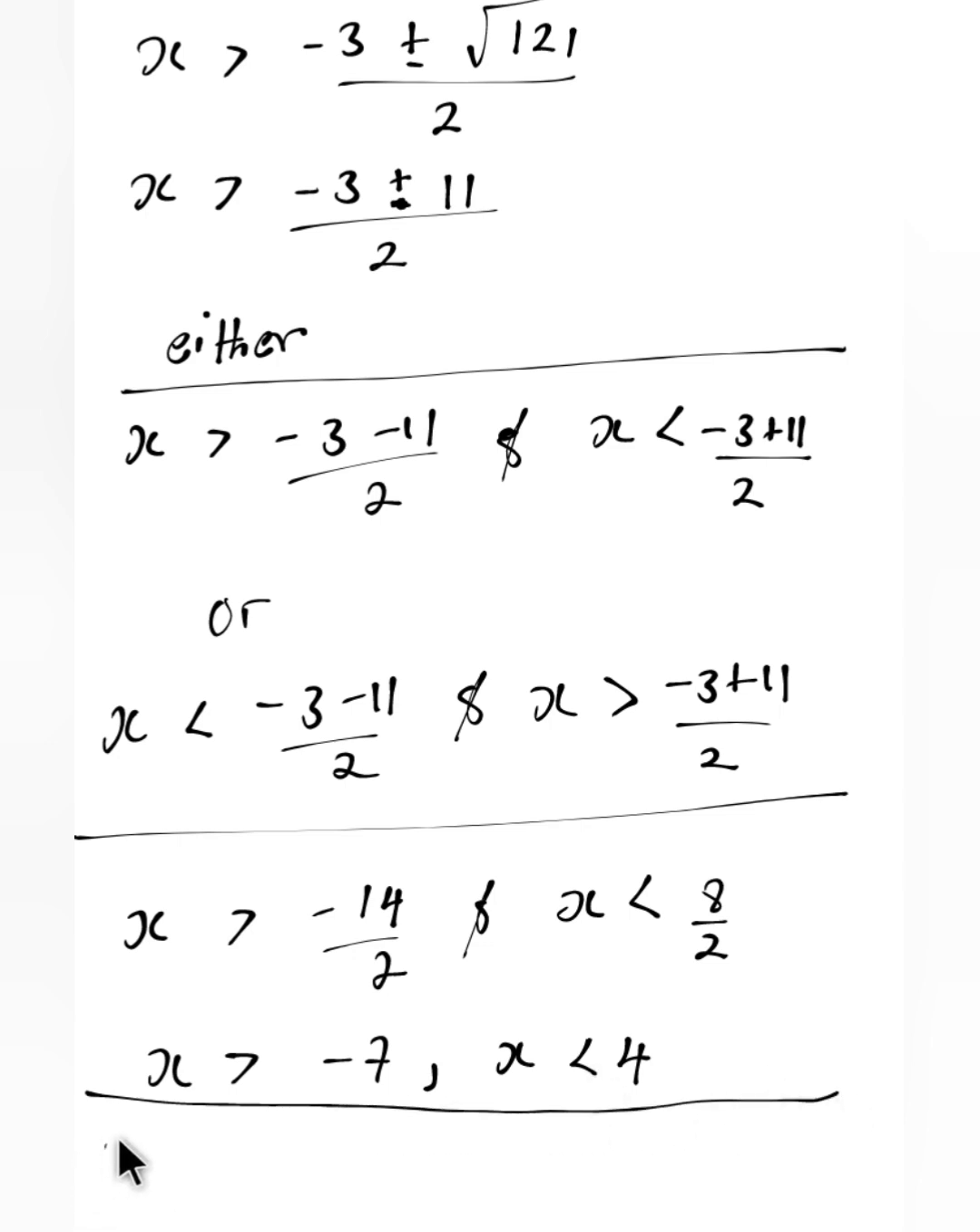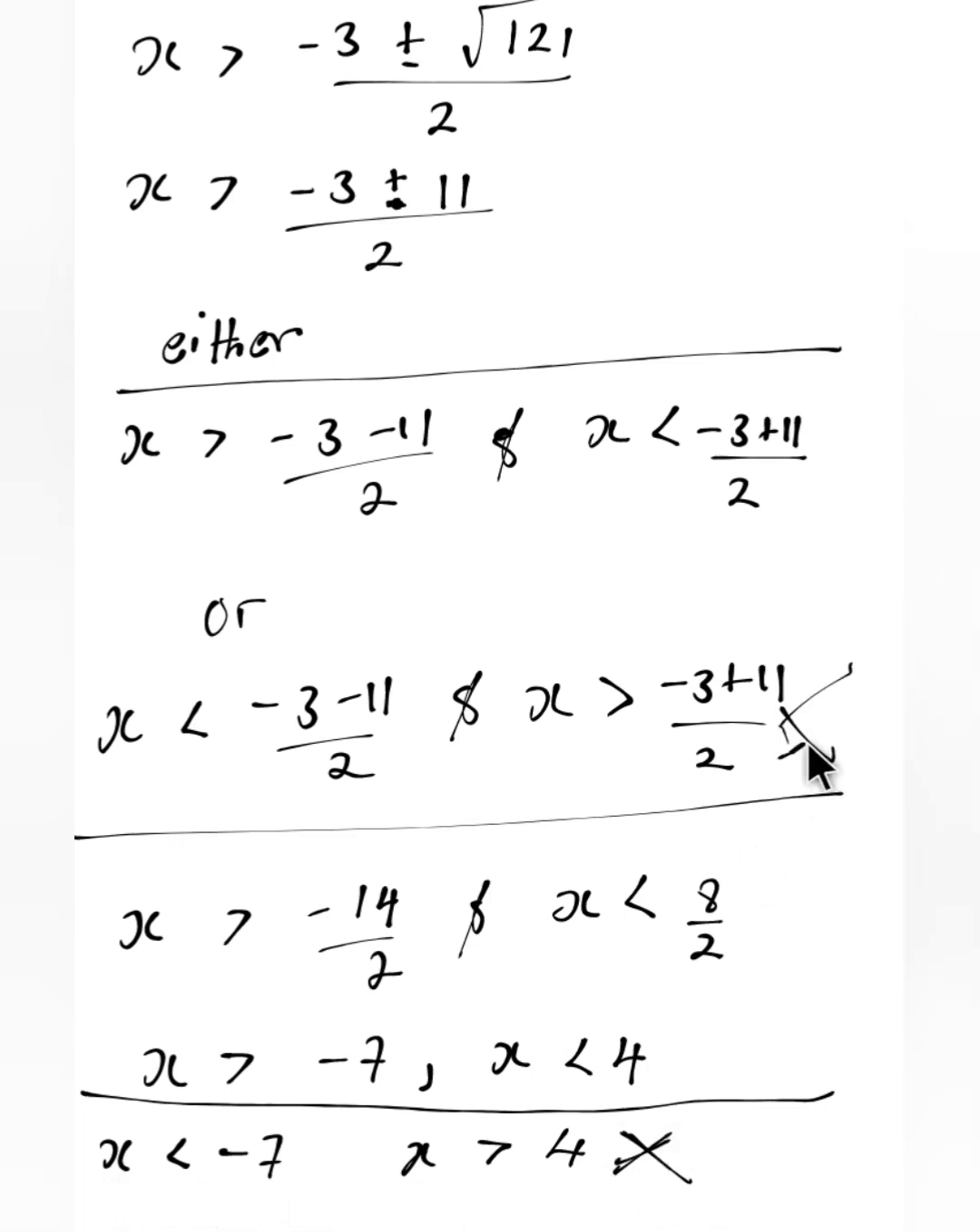In the other expression, we have that x is less than minus 3 minus 11, that's minus 14. Minus 14 over 2 is minus 7, and x is greater than minus 3 plus 11, which is 8 over 2, 4. Now, does this one seem reasonable? S is bigger than 4, but the same x is smaller than 7. Values bigger than 4 are 5, 6, 7, 8, 9, 10. None of those numbers can be smaller than 7. So this one does not make sense.